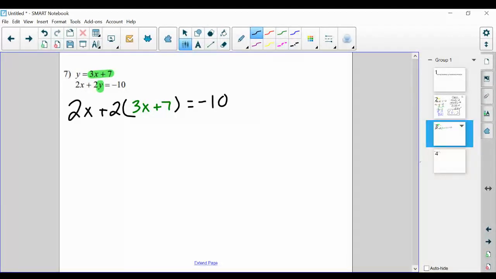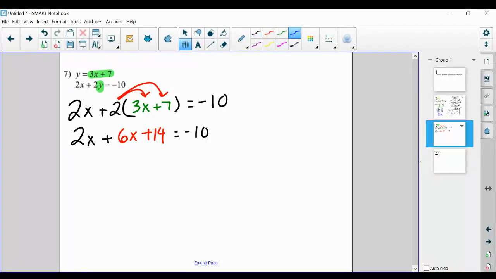All right, we look inside our parentheses. We cannot combine any like terms with 3x plus 7. So now we look just outside, and we're going to use the distributive property. So 2 times 3x is positive 6x. 2 times 7 is positive 14. That's equal to negative 10.